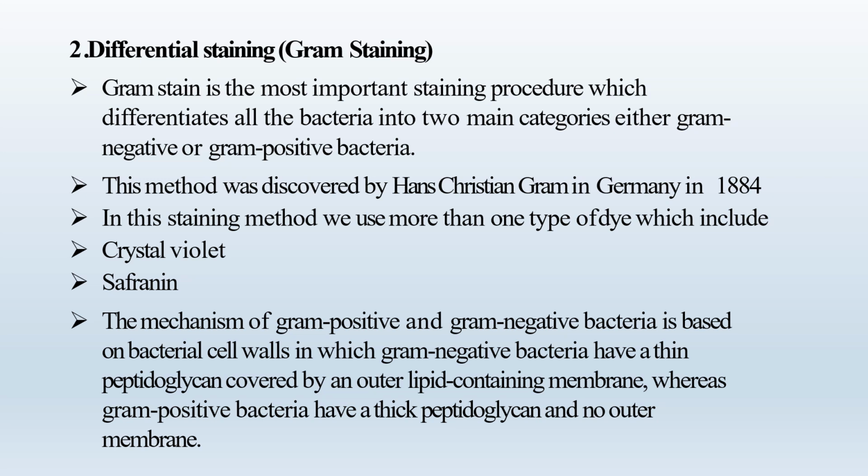In this method, we use more than one type of dye, which include crystal violet and safranine. Basically, the mechanism of this staining is based on the differences of gram positive and gram negative bacteria in their cell walls. Gram negative bacteria have a thin peptidoglycan covered by an outer lipid containing membrane, whereas gram positive bacteria have a thick peptidoglycan and there is no outer membrane.